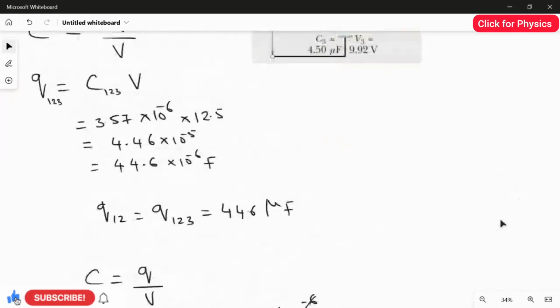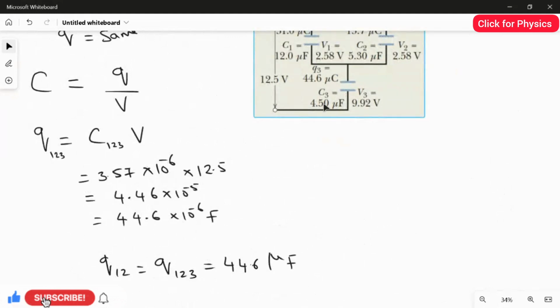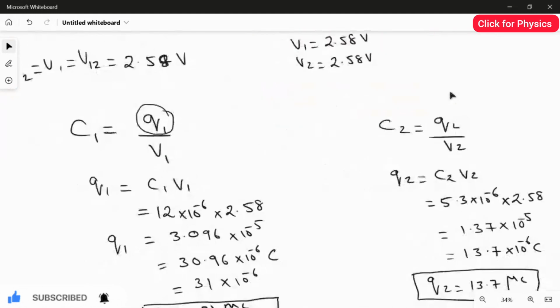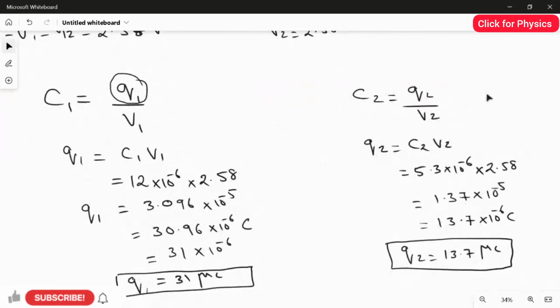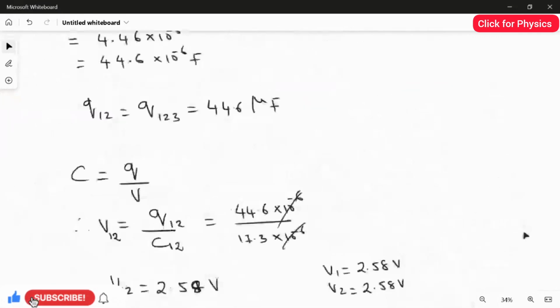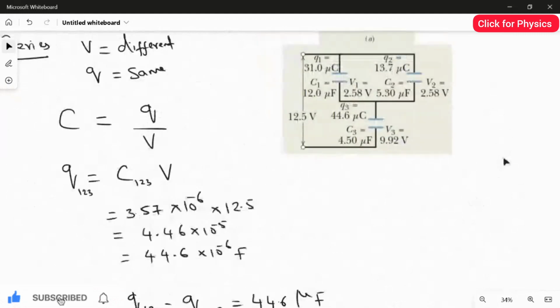So what is the value of C3? Here they mentioned the value, but what should be the potential? The potential clearly shows 9.92. How did we get 9.92? Let's see. If the circuit is connected in series, what's the rule? Let's just go back to the rule. I already wrote it here, right?